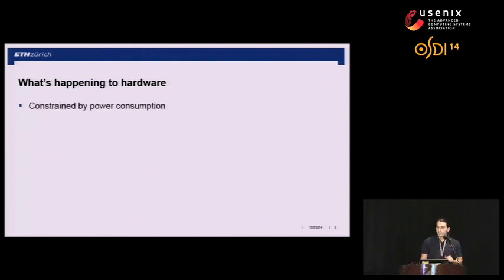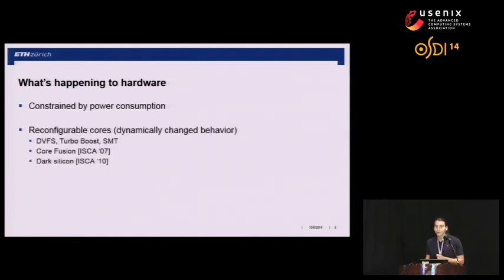So, what is happening to hardware? Well, today we're mostly constrained by power consumption. This has brought us, for example, reconfigurable cores, meaning we can dynamically change the behavior of our cores. This is already true today with voltage and frequency scaling techniques, turbo boost or SMT. On the other hand, there are research techniques such as core fusion, which allow us to fuse multiple physical cores into a single more powerful core or split them up again. In the future, we may have to deal with dark silicon, meaning we can have many cores, but we will not be able to power them all at the same time.